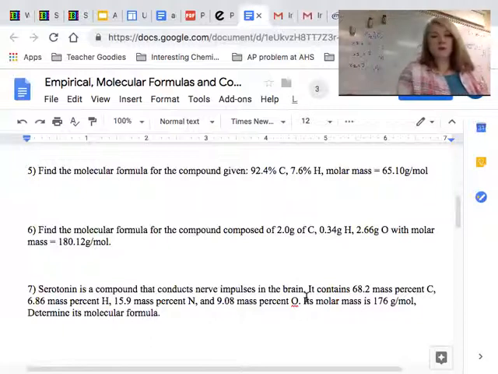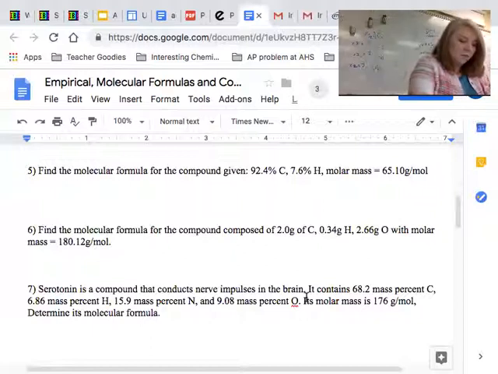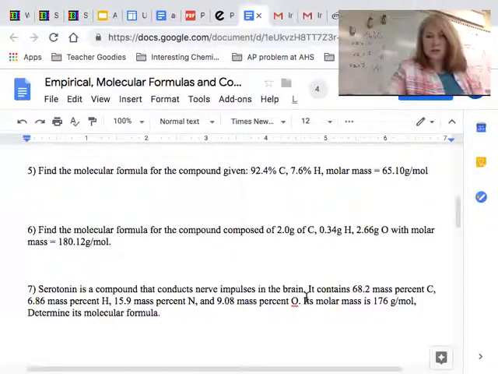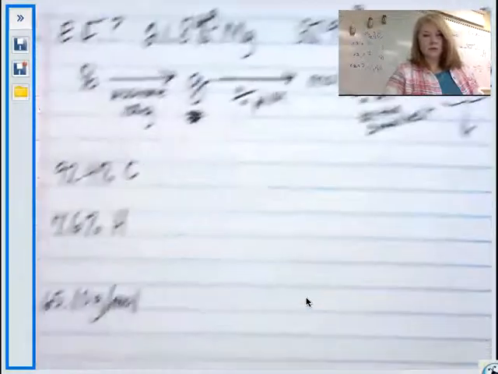Okay, so let's write down everything that Reese read off for us. Now, we've got an extra little piece in there that we didn't have in our last problem, and I'm going to switch over so you guys can see what I wrote down. Okay, so here we go.